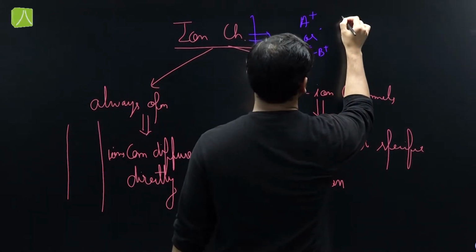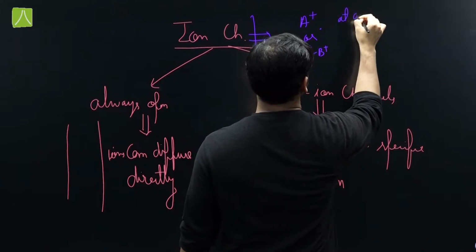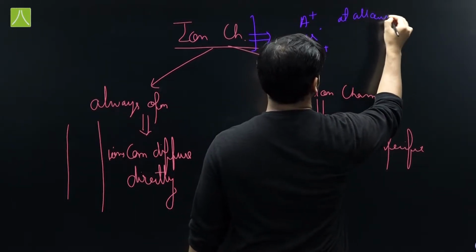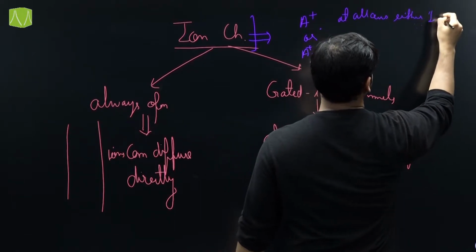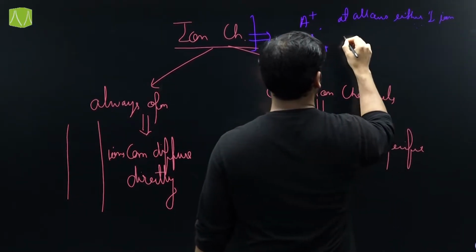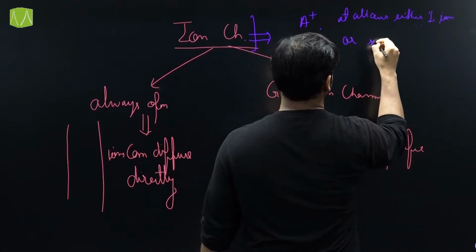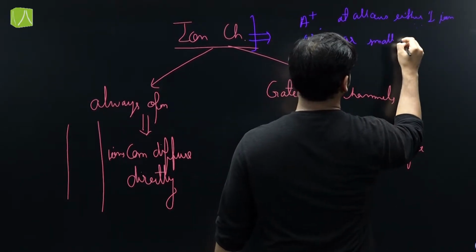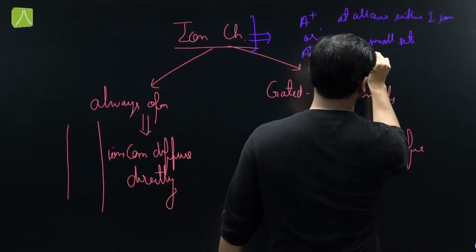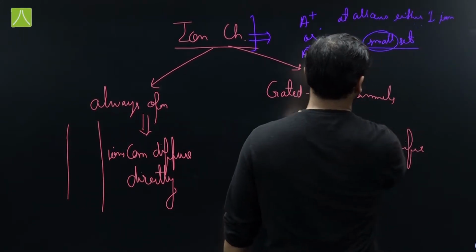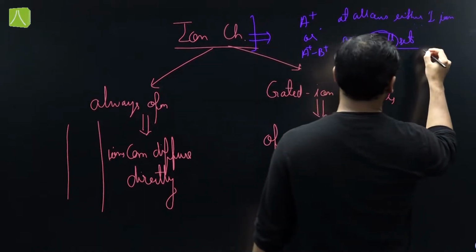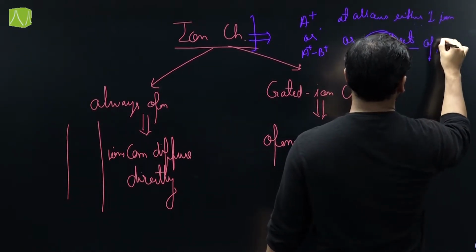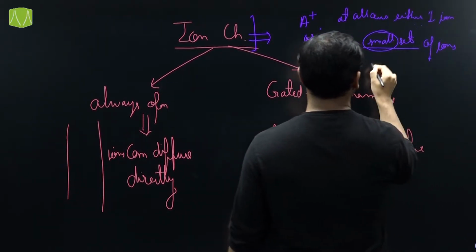So we can say here it allows either one ion or a small set. Please note, a small set, not the larger group, not multiple ions at a time, not a larger set of ions.